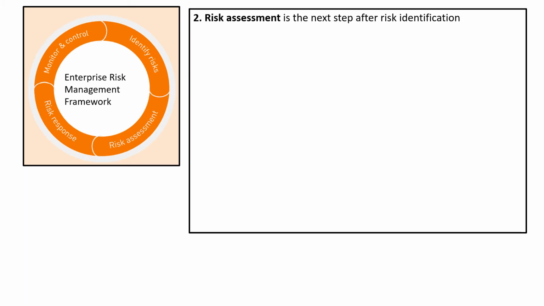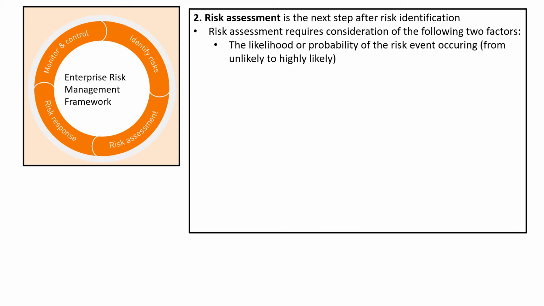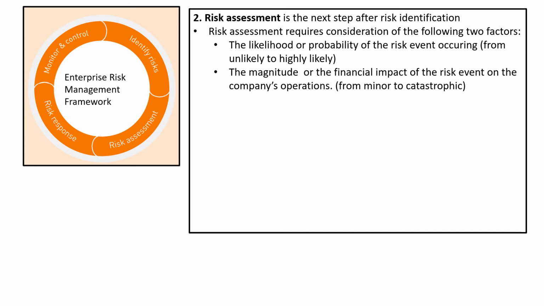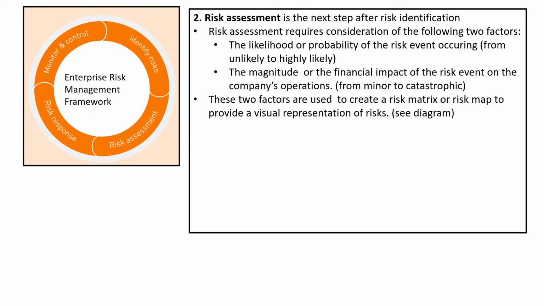Risk assessment is the next step after risk identification. Risk assessment requires consideration of the following two factors: the likelihood or probability of the risk event occurring, and this can be from unlikely to highly likely. The magnitude of the financial impact of the risk event on the company's operation, and this could be from minor to catastrophic. These two factors are used to create a risk matrix or risk map to provide a visual representation of risk.